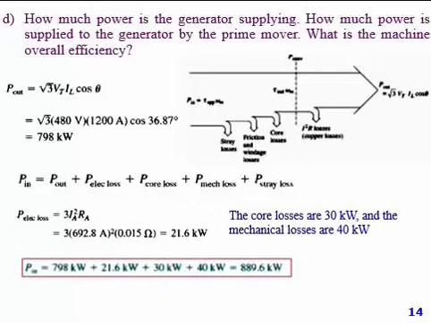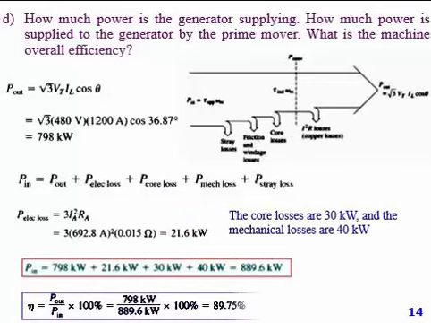By putting the values, we calculate the losses, and we can calculate P in as 889.6 kW. By using the values of P in and P out, we can easily calculate the efficiency of the generator from this formula, in which eta is showing the efficiency of the generator. So in this case, the efficiency is 89.75, or almost 90%.